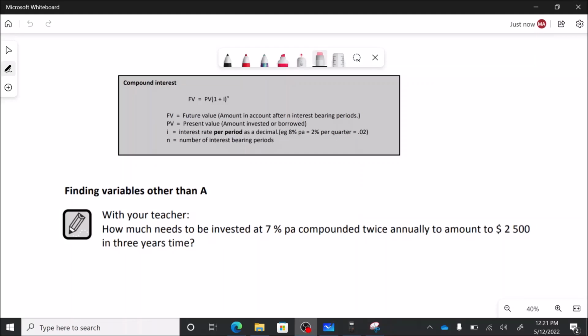G'day General Math students. In this video we're going to continue our study of the compound interest formula, but this time we need to do some algebraic manipulation, or in other words we need to rearrange the formula.